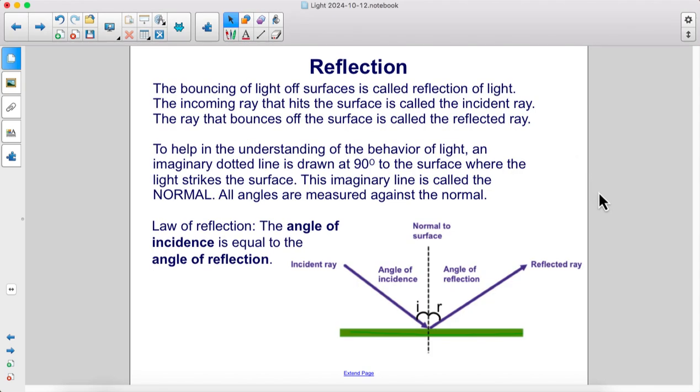The bouncing of light off surfaces is called reflection of light. The incoming ray that hits the surface is called the incident ray. The ray that bounces off the surface is called the reflected ray. To help in the understanding of the behavior of light, an imaginary dotted line is drawn at 90 degrees to the surface where the light strikes the surface. This imaginary line is called the normal. All angles are measured against the normal. The law of reflection states that the angle of incidence is equal to the angle of reflection.